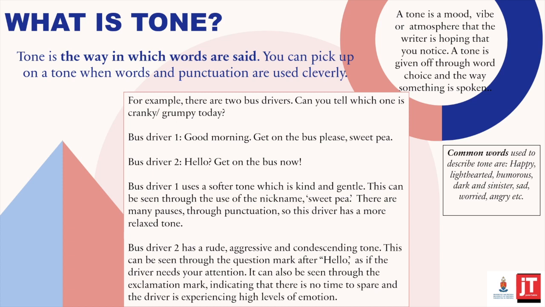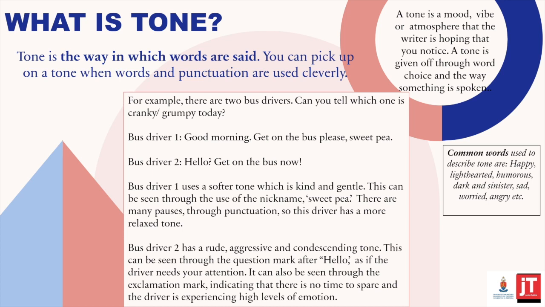So let's look at the example. For example, there are two bus drivers. Can you tell which one is cranky or grumpy today? Bus driver 1: Good morning. Get on the bus, please, sweet pea. Bus driver 2: Hello. Get on the bus now. I tried to read that as neutrally as possible.